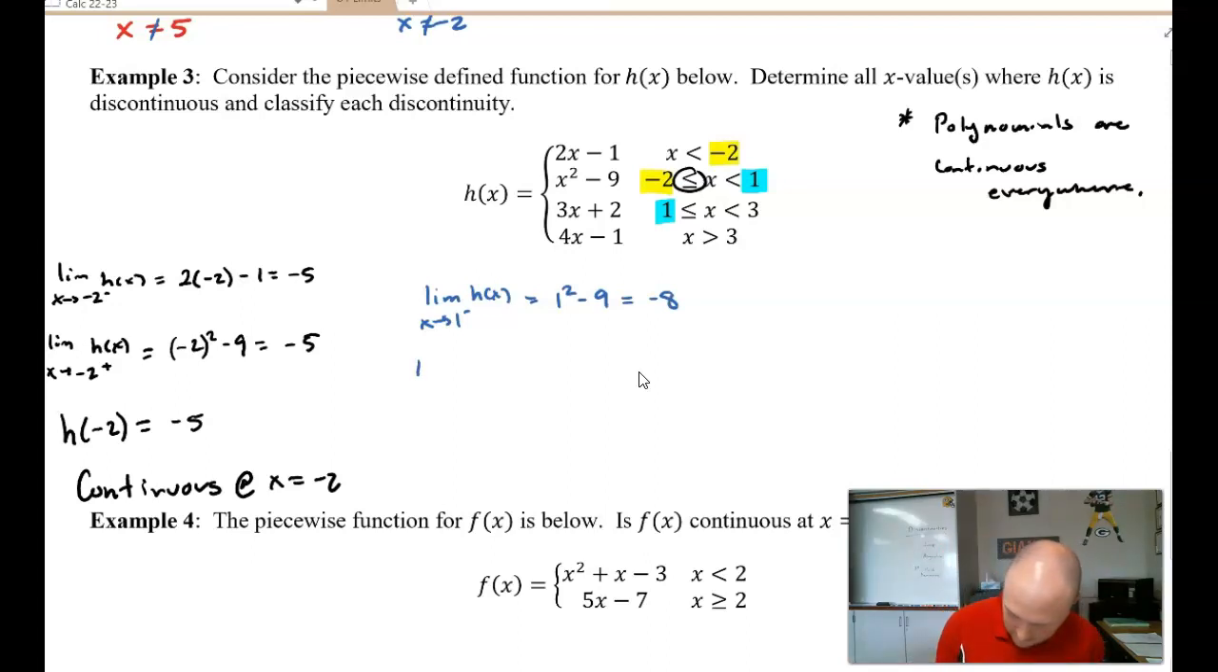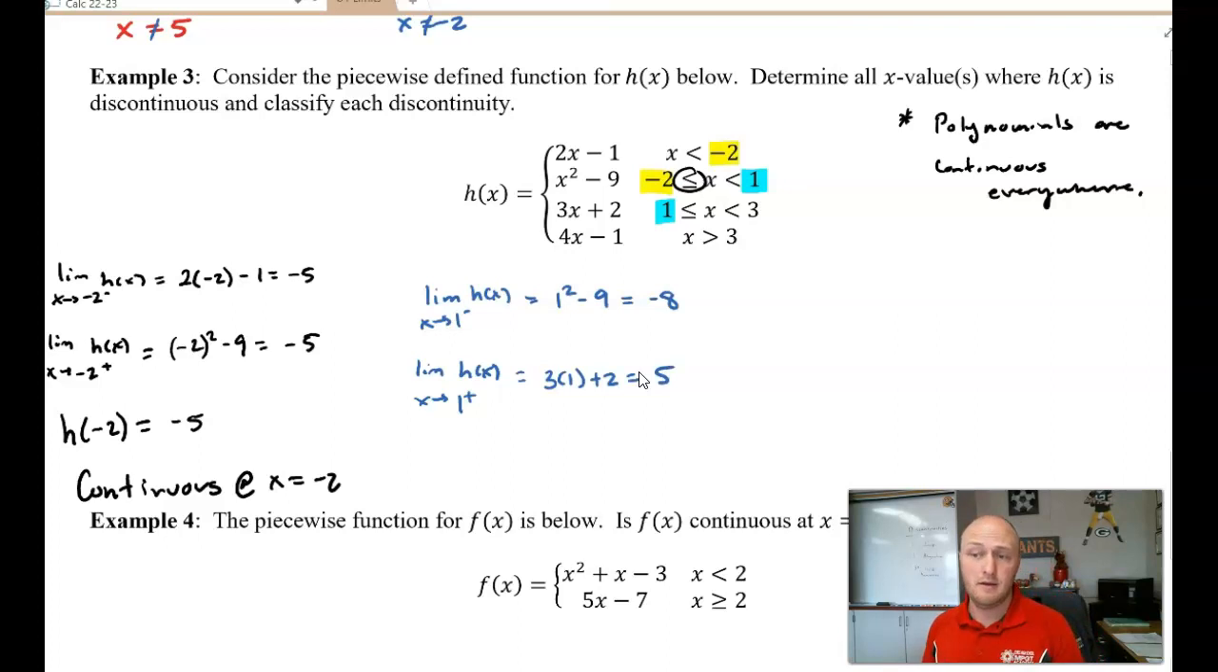Okay, and then what's the limit of h of x as x approaches 1 from the right? 1 plus. Now that's 3x plus 2. So 3 times 1 plus 2. That's 5. Hey, are those equal? No, they're not. So our function is not continuous at that value. So what do they say? They say determine all the x values where it's discontinuous and classify.